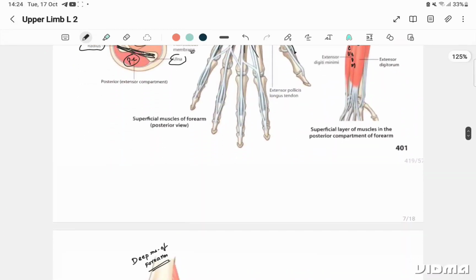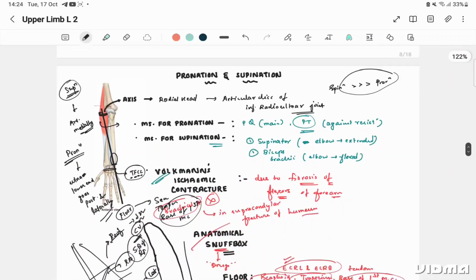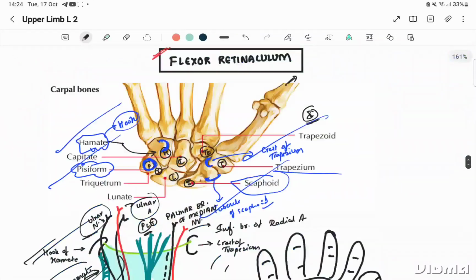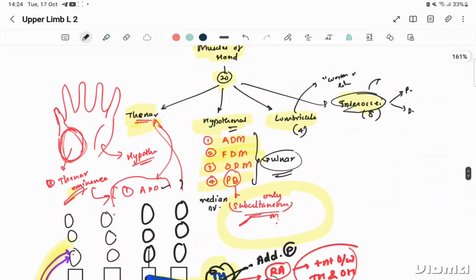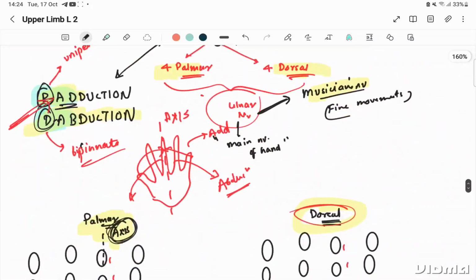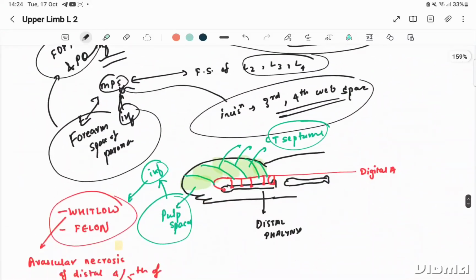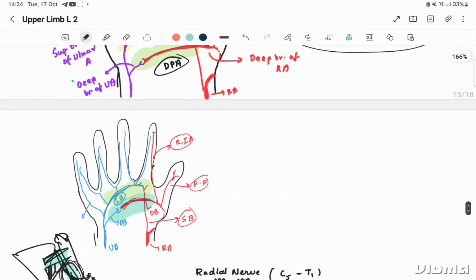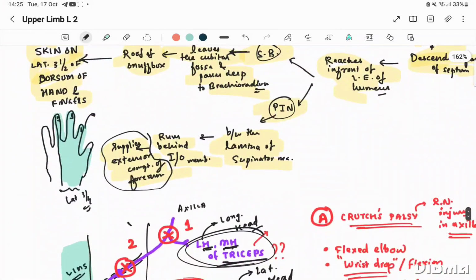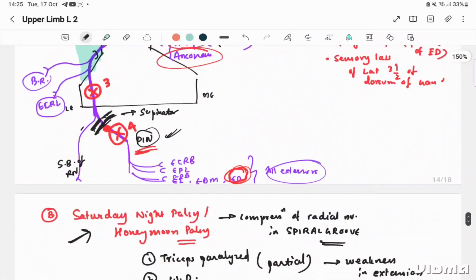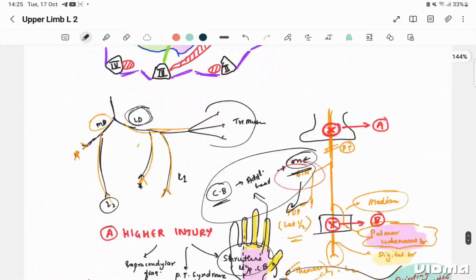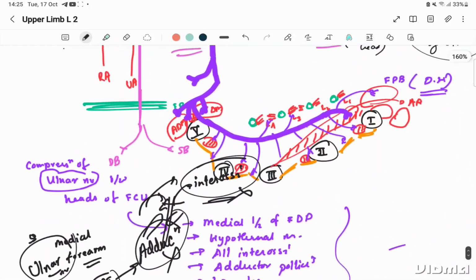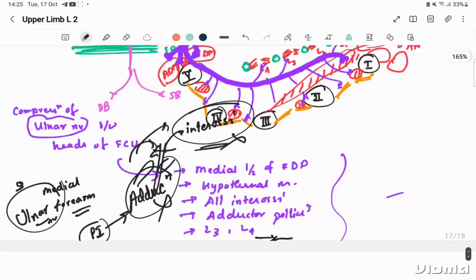Okay, then we went to pronation, supination, the anatomical snuffbox, extensor retinaculum, flexor retinaculum. We discussed all your hand muscles, spaces of the hand and your pulp spaces and all. Then we discussed the arches of the hand. We discussed the 3 important nerves: the radial nerve, the median nerve, and the ulnar nerve, along with their injuries and clinically associated anatomy. Okay, so with this we complete the chapter.